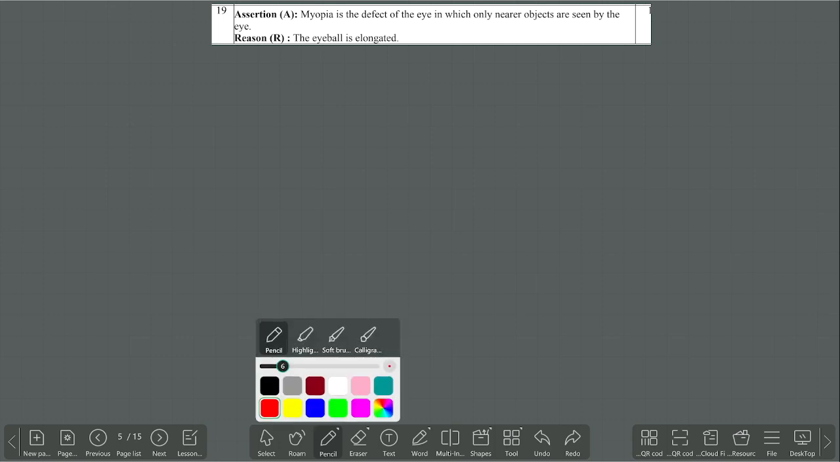So the next question. Assertion: myopia is a defect of an eye in which only nearer objects are seen by the eye. That means if a person has myopia, he is able to see the nearby object. That assertion is true. Now come to the reason: the eyeball is elongated. This one also is true. That is the cause of myopia. Clear?